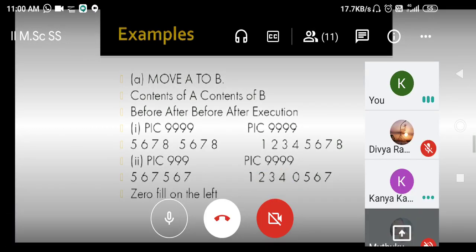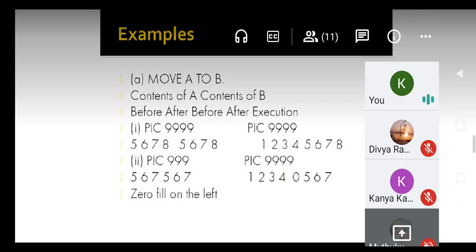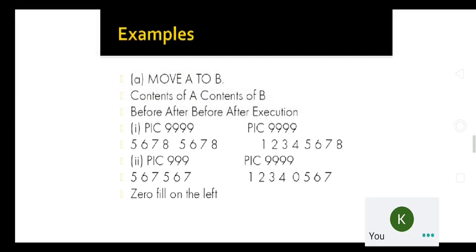Okay, it's very simple, man. There is nothing more over here. The first example is moving the value from A to B. So here we have picture classes. For A you have a separate picture class, and for B you have a separate picture class. For A the picture class is 4 9, so you have 4-digit positions. For B you have the picture class 4 9 as well. So to the maximum we would be able to process a 4-digit value.